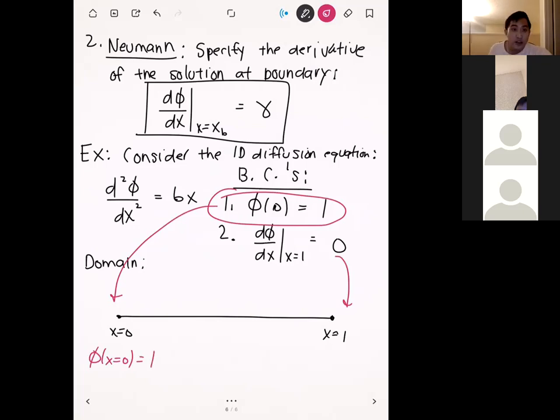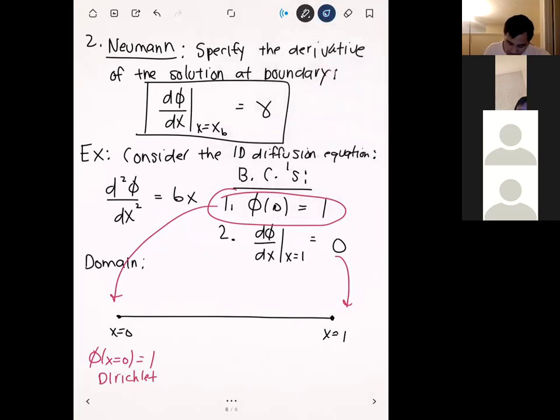And so if we relate this to our definitions for the boundary conditions, we can say that this is a Dirichlet boundary condition, right? Because for Dirichlet boundary conditions, we're directly specifying the value of the function, okay?